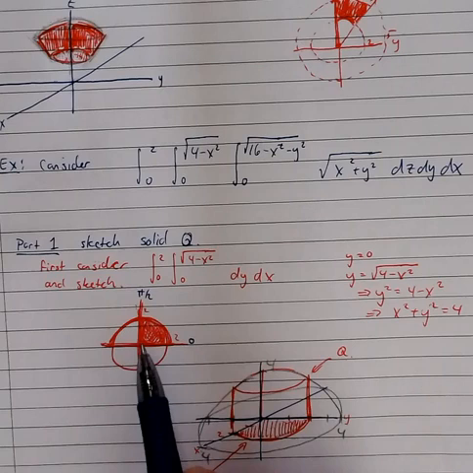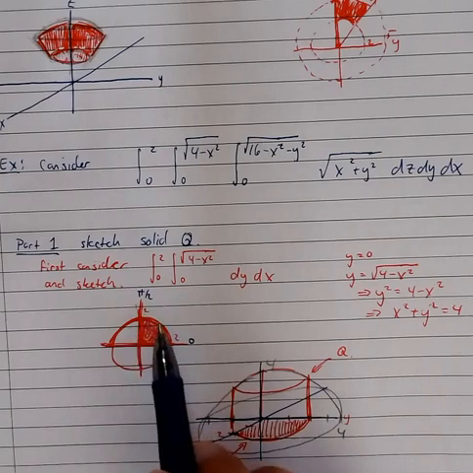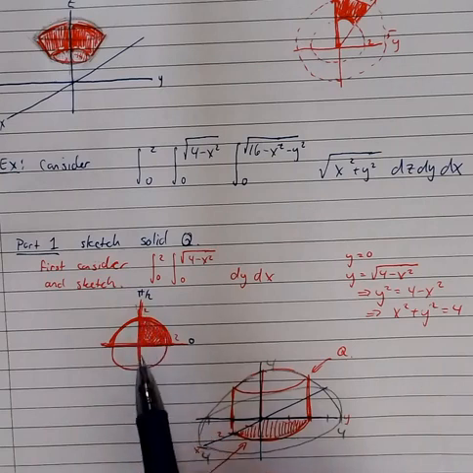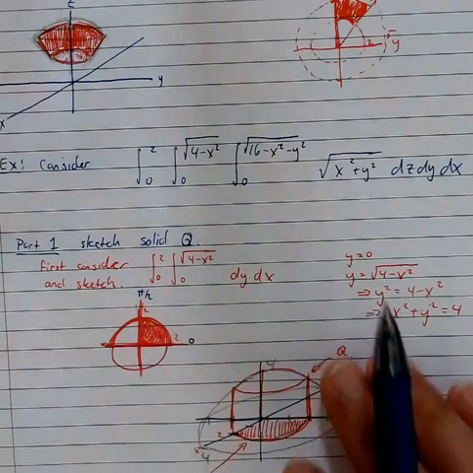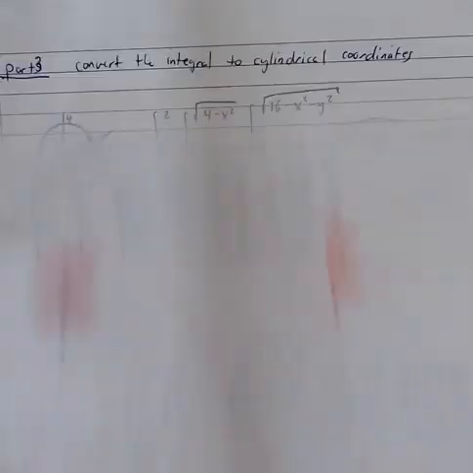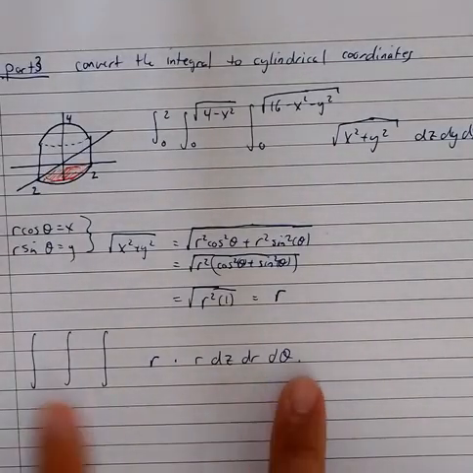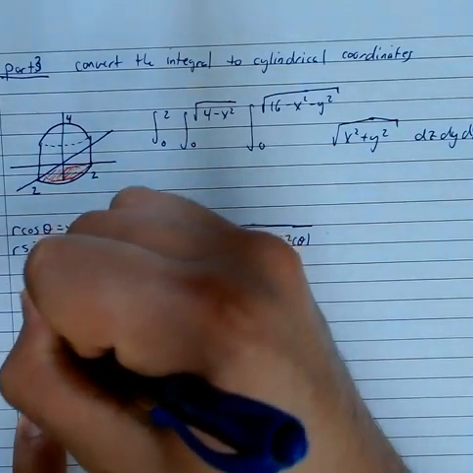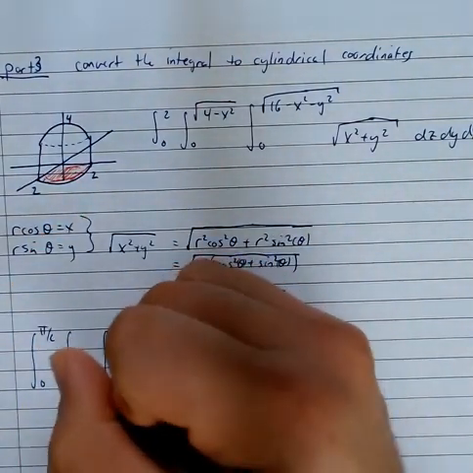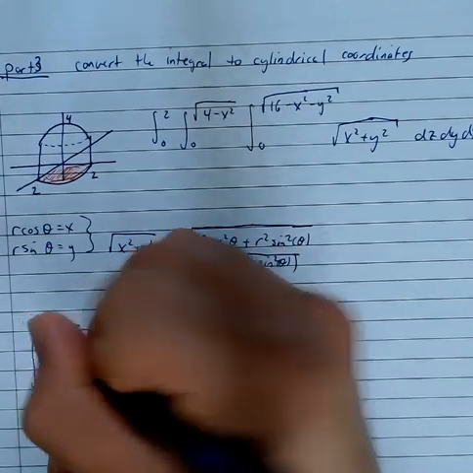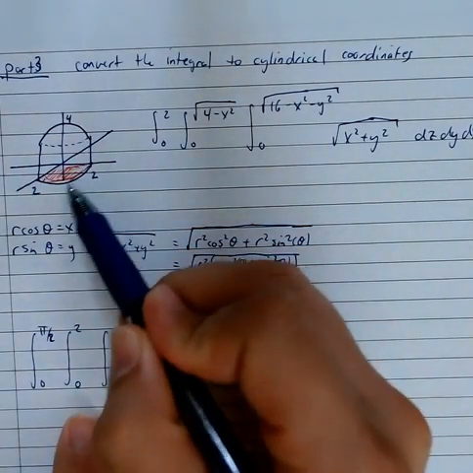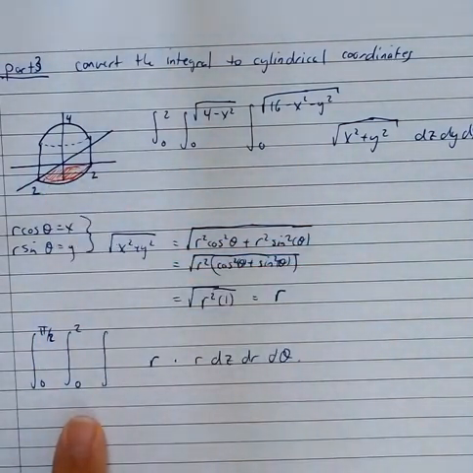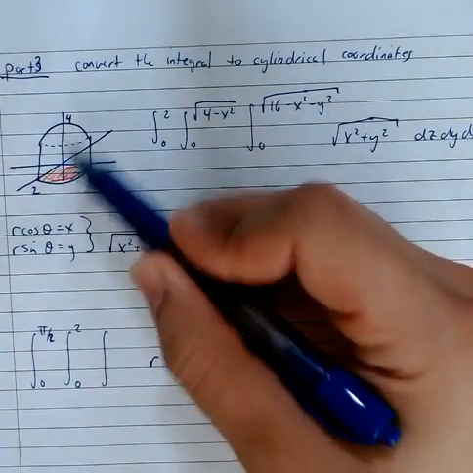Well, you're going to start from r equals 0 all the way to r equals 2. And theta is going to go from 0 to pi over 2. So we already have two of these. Theta goes from 0 to pi over 2, and r goes from 0 up to 2. That describes this part in red, the base. So now we just have to describe z, the height.